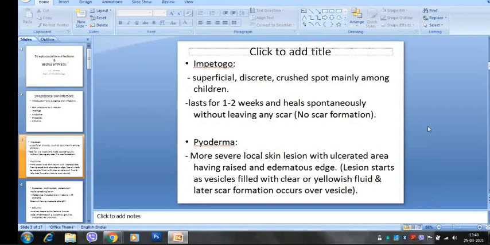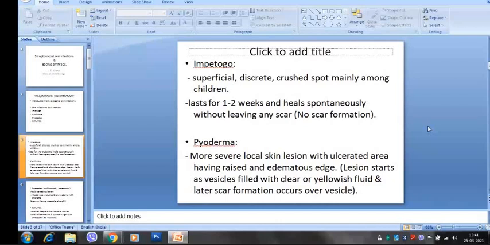The lesion starts as a vesicle. Vesicle means filled with clear yellowish fluid. The lesion starts as a vesicle and later scar formation occurs over the vesicle. Remember, there are 4 types of skin infections caused by Streptococcus pyogenes: impetigo, pyoderma, erysipelas, and cellulitis. In case of impetigo, there is no scar formation. In case of pyoderma, there is scar formation.